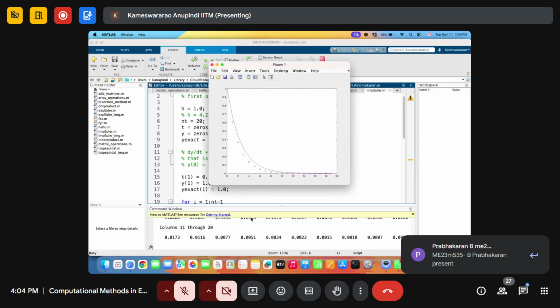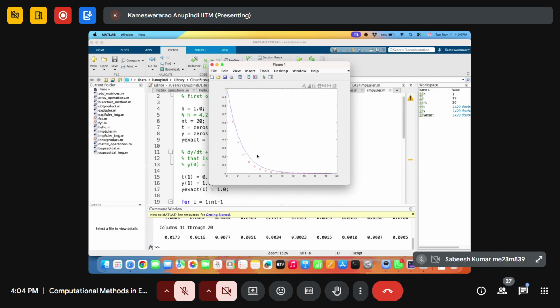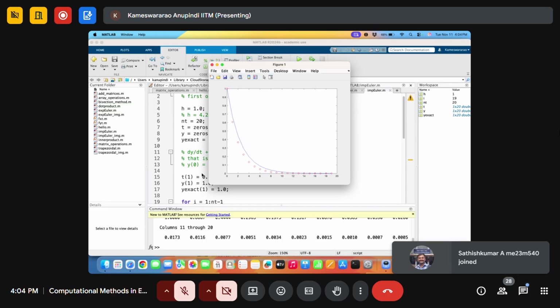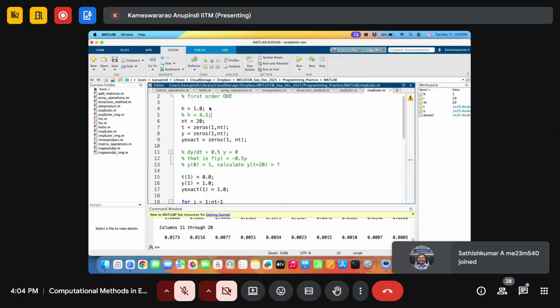It has printed some values, and now you see this graph. Again, blue is coming from the implicit method, and the red circles are from the exact solution. There is some difference, but it follows the exact solution pretty closely. This is for a time step of 1.0. Now let me put another time step. Let us make it 3.0 and then run it.